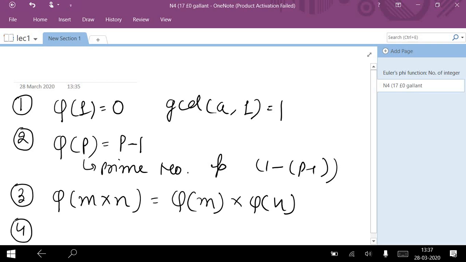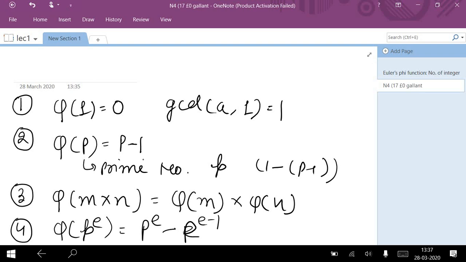And the fourth one is related to the power of a prime number. We have a prime number and it contains some power. In this case, I break this equation in the way p to the power e and p to the power e minus 1. So the first one is phi of 1 equal to 0. The second one is phi of p, where p is a prime number, equal to p minus 1. When we are talking about the prime number theory, all the integers from 1 to p minus 1 should be relatively prime to p.